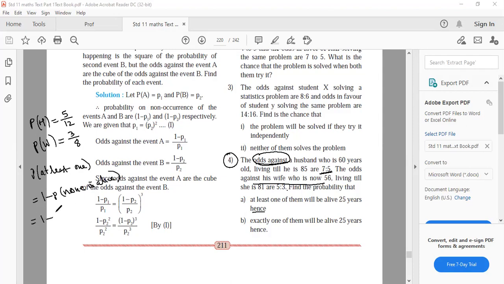Can you do it yourself? Husband not alive and the wife not alive. Now please complete it yourself. P of H dash became how much? 7 by 12. 7 by 12 into 5 by 8.